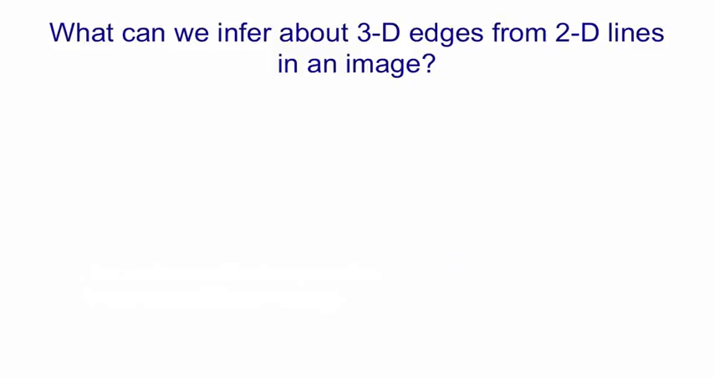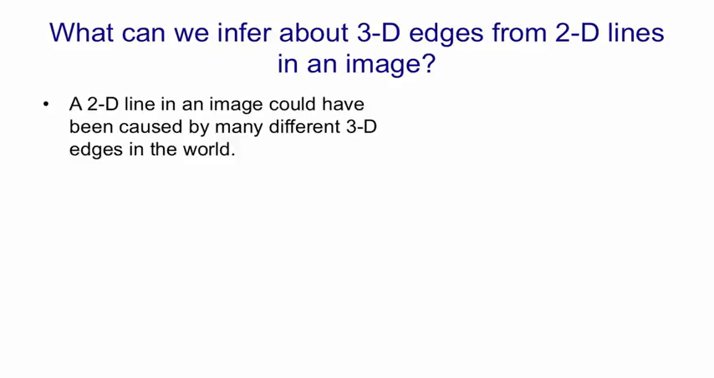I want to give an example of this to make the idea clearer. In order to give the example, I need to go into a little bit of detail about what you can infer when you see a 2D line in an image. What does that tell you about the three-dimensional world? So a 2D line in an image could have been caused by many different three-dimensional edges in the world. If this blue dot is your eyeball, and the red lines are two lines of sight coming from the centre of your eyeball, then the black line is a possible 3D edge that would lead to a two-dimensional line on your retina.